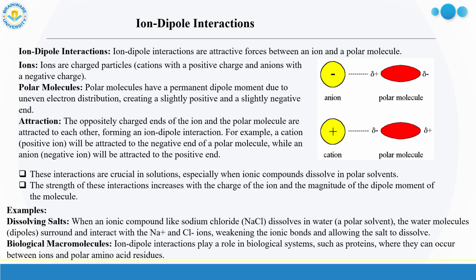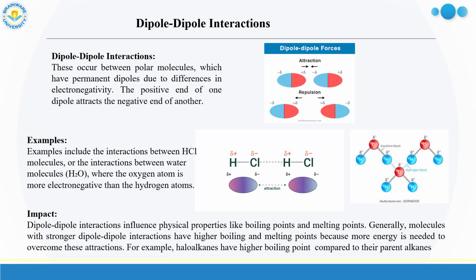Ion-dipole interactions also play a crucial role in biological systems such as proteins, where they can occur between ions and polar amino acid residues. Next is dipole-dipole interaction. Dipole-dipole interaction occurs between polar molecules which have permanent dipoles due to differences in electronegativity. The positive end of one dipole attracts the negative end of another dipole. So in case of HCl molecule or water molecule, dipole-dipole interaction occurs.